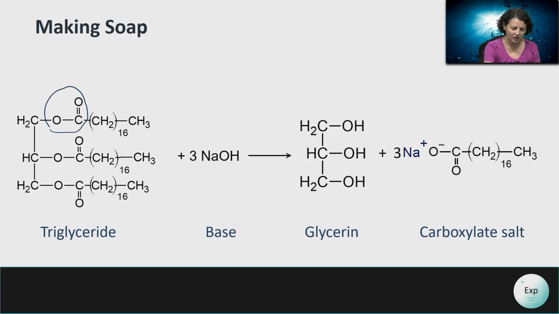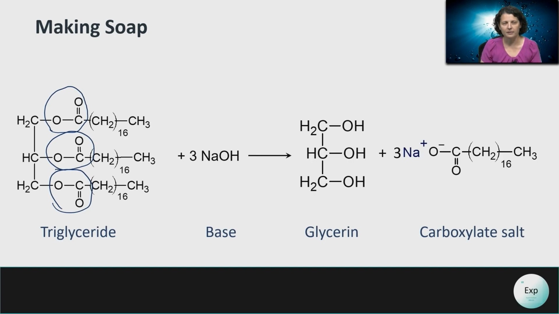But esters are the ones that have a carbon-oxygen double bond and a carbon-oxygen single bond. And on the two sides of the carbon-oxygen single bonds, we have two hydrocarbon chains. That means we have an ester. Triglycerides have three of these. So it is a triester.